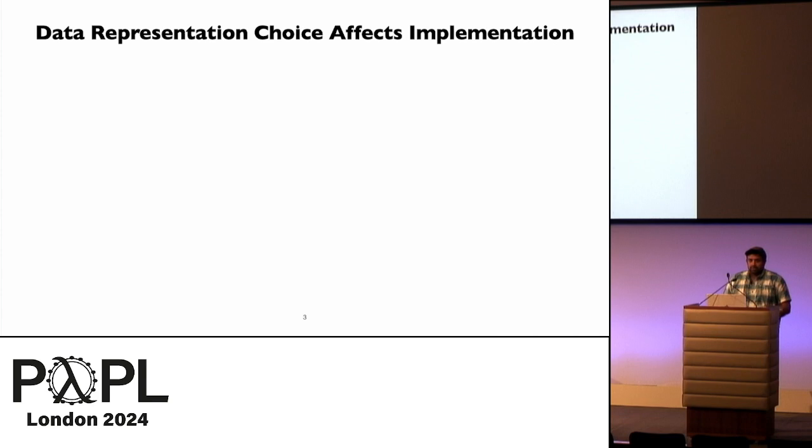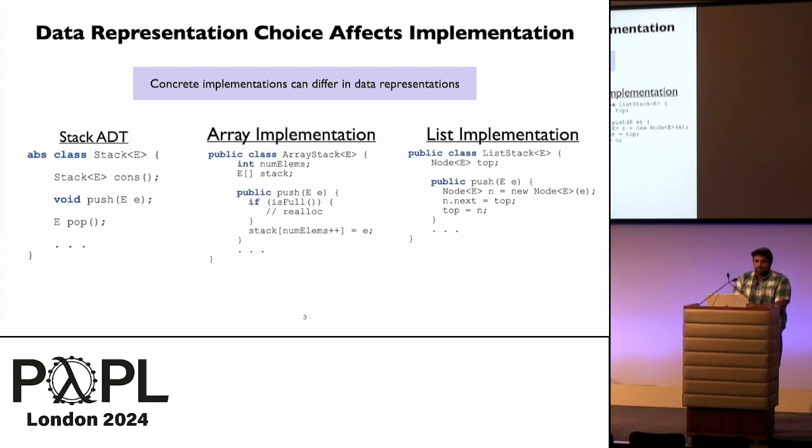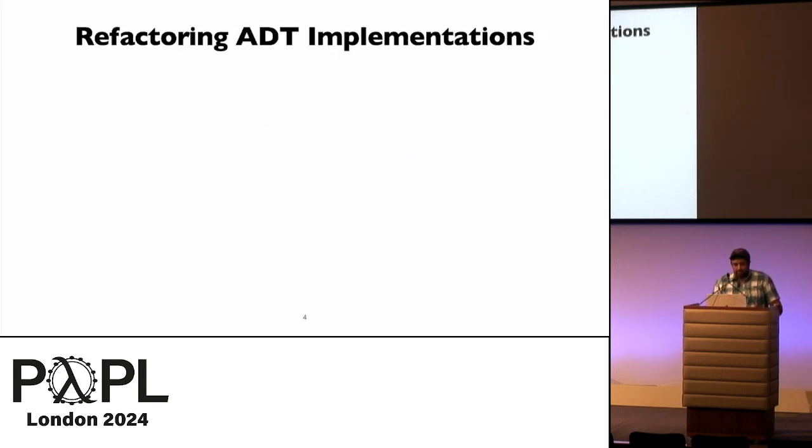Now the concrete data types, which we refer to as the ADT implementations, may use different data representations to perform the operations specified by the ADT. For example, the stack ADT can be implemented using an array or a linked list. And these choices in data representation can yield significantly different implementations.